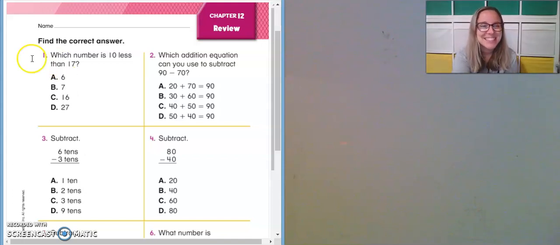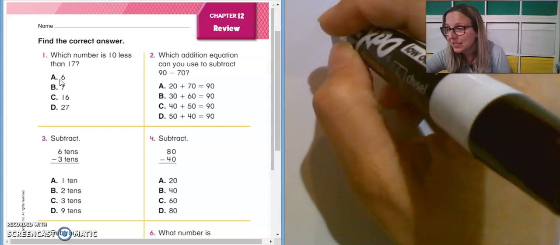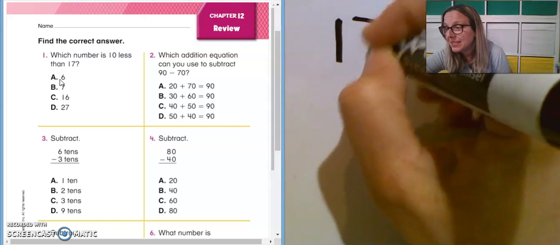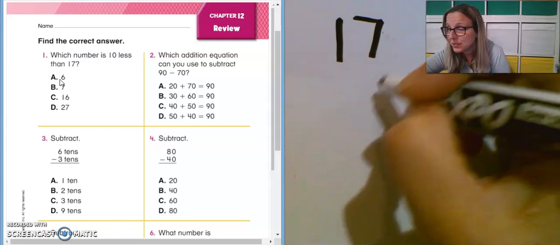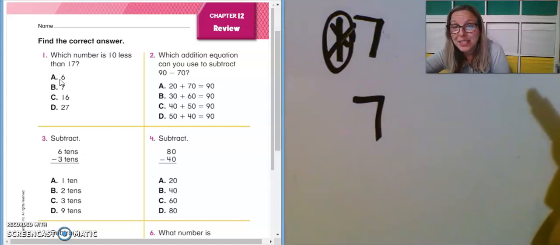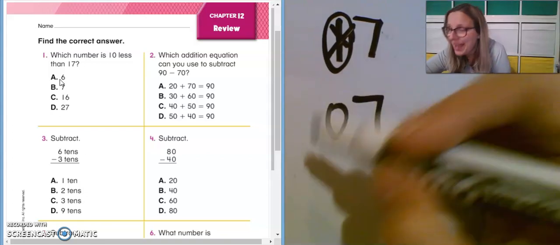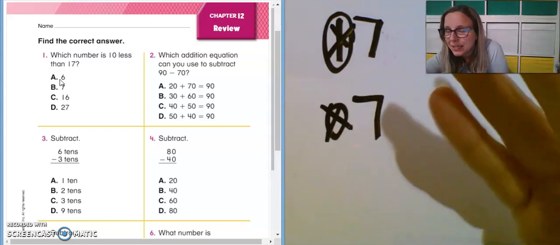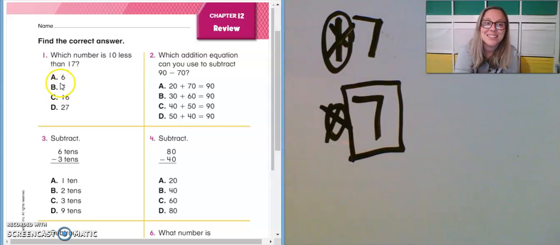All right, so let's take a look here at the top of the chapter review. Number 1 says, which number is 10 less than 17? So if we're looking at the number 17, 17 is 1 ten and 7 ones. So if we're going 10 less, we're not messing with our ones. We know that will stay 7, but we're going to take away a 10. If we take away 1 ten from 17, it leaves us with 0. And remember that we don't have to write that 0. It's assumed that it's there. So our answer for number 1, 10 less than 17, would be B, 7.